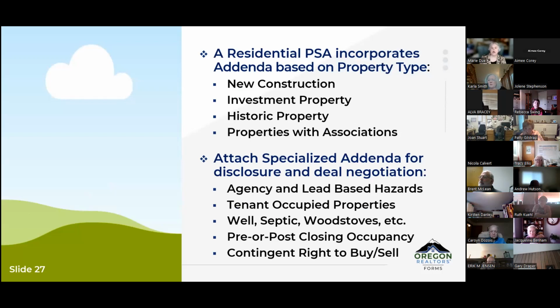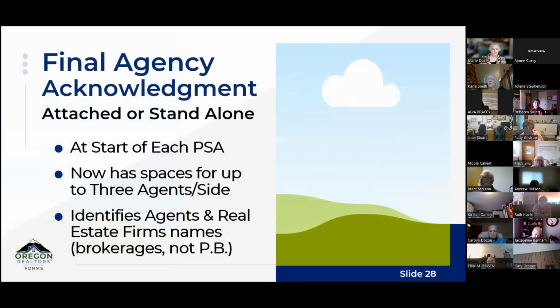Pre or post closing occupancy, that is in there. And then the contingent right to buy or sell is also an addendum. Those are specialized that are in the library. So, final agency acknowledgement. Remember, the final agency acknowledgement is a required document. It is required, and so we have it as a standalone sheet. It's the first page. It has room for 3 agents and also 3 buyers or sellers. And you'll notice on this one, there's 2, but on the final version, there will be 3.